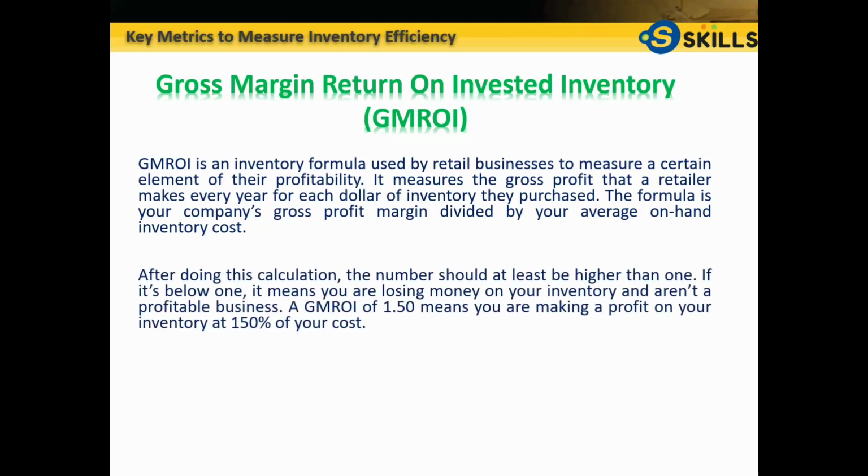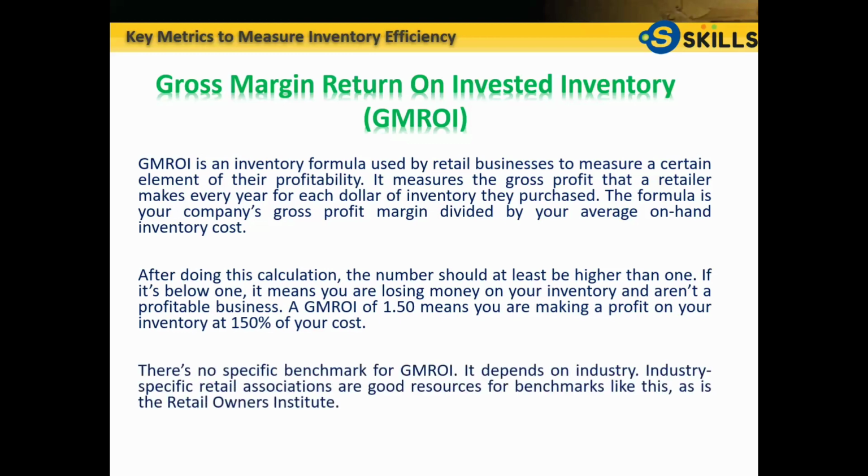After doing this calculation, the number should at least be higher than 1. If it's below 1, it means you are losing money on your inventory and aren't a profitable business. A GMROI of 1.50 means you are making a profit on your inventory at 150% of your cost. There's no specific benchmark for GMROI. It depends on industry. Industry-specific retail associations are good resources for benchmarks like this, as is the Retail Owners Institute.